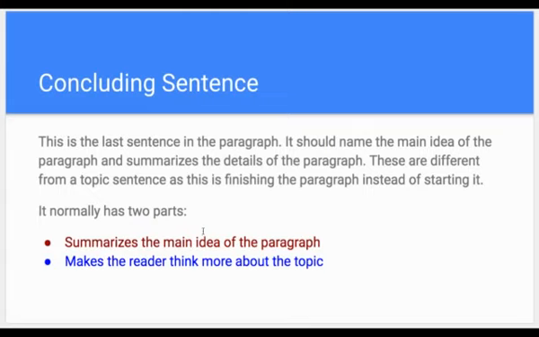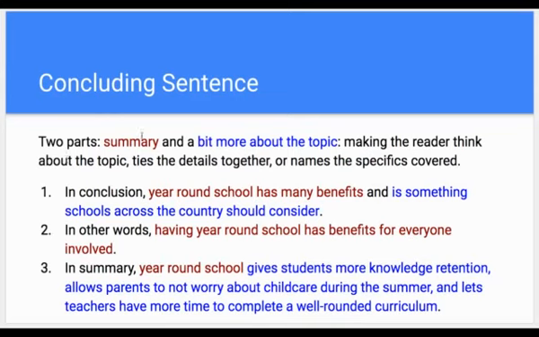It summarizes the main idea of the paragraph, and it makes the reader think more about the topic. And how you do that will be up to you. So here's some examples. The summary is in red, and a bit more about the topic is in blue. So those are your two parts. And again, a bit more about the topic could be making the reader think about the topic. You could tie the details together, or you can name the specifics covered again.